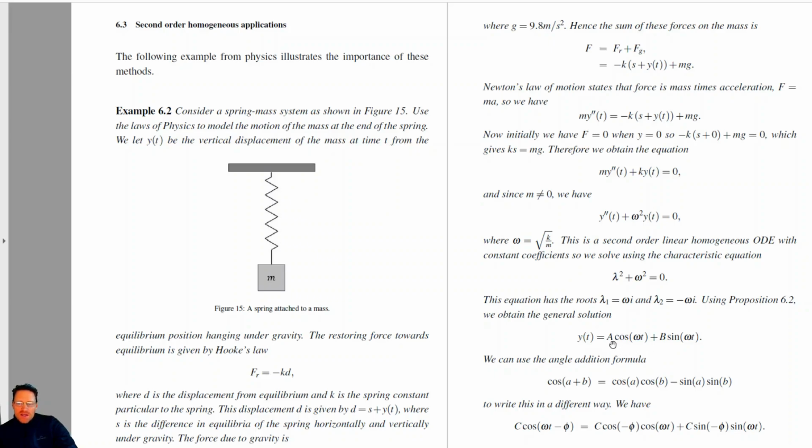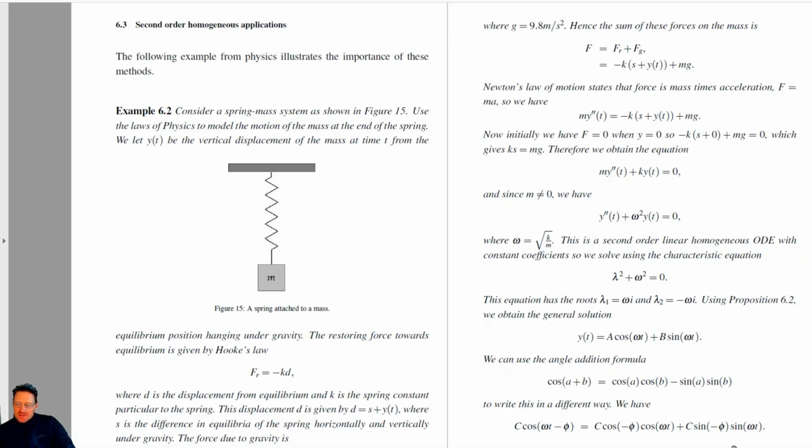Proposition 6.1 gives us that the general solution is a cos of omega t plus b sine of omega t. All right, now we can simplify this a little bit more using the angle addition formula for cos. Cos of a plus b is equal to cos a times cos b minus sine a times sine b. And so we can write the sum of these two cos and sine functions as c cos of (omega t minus some phase phi).